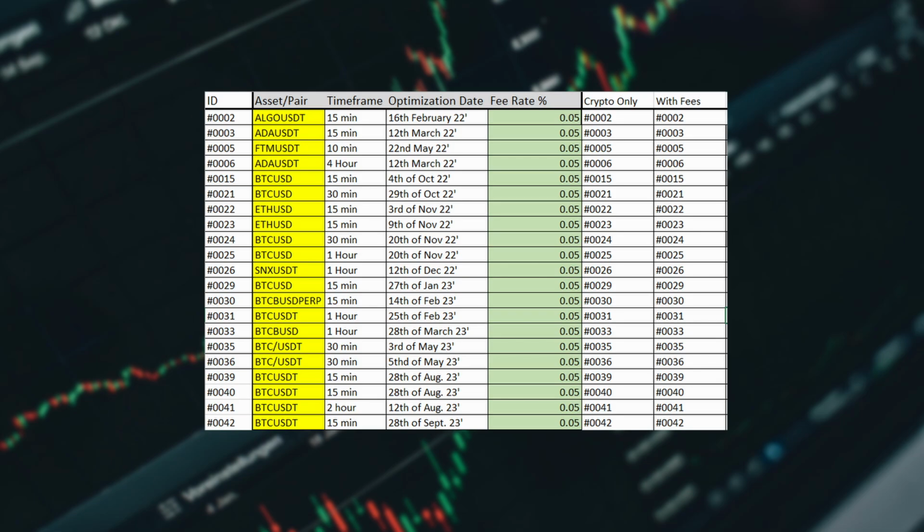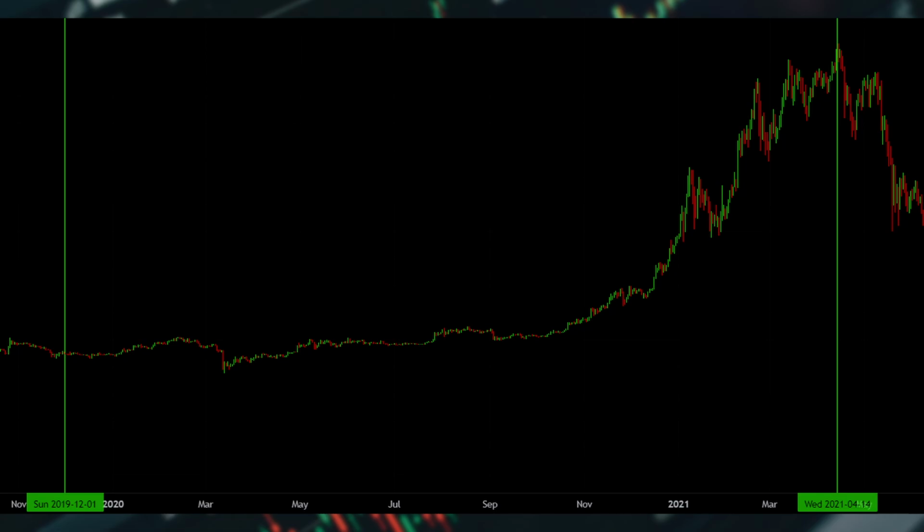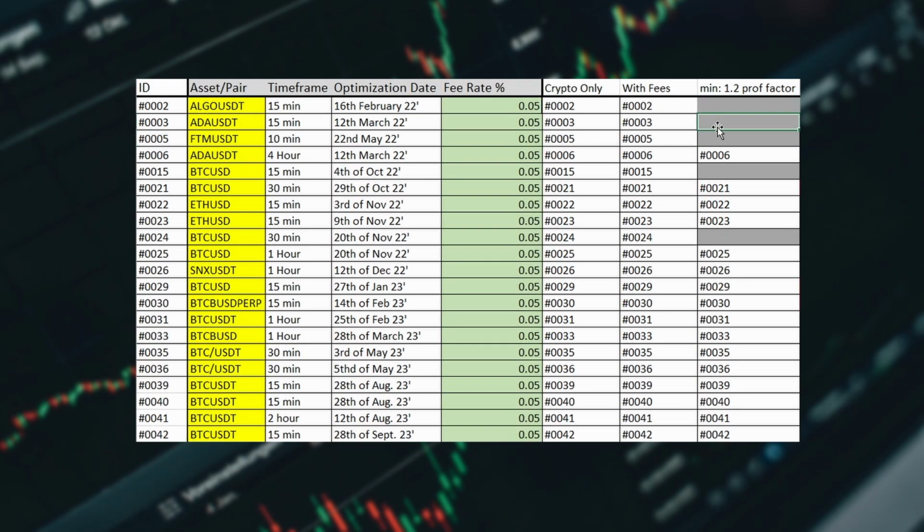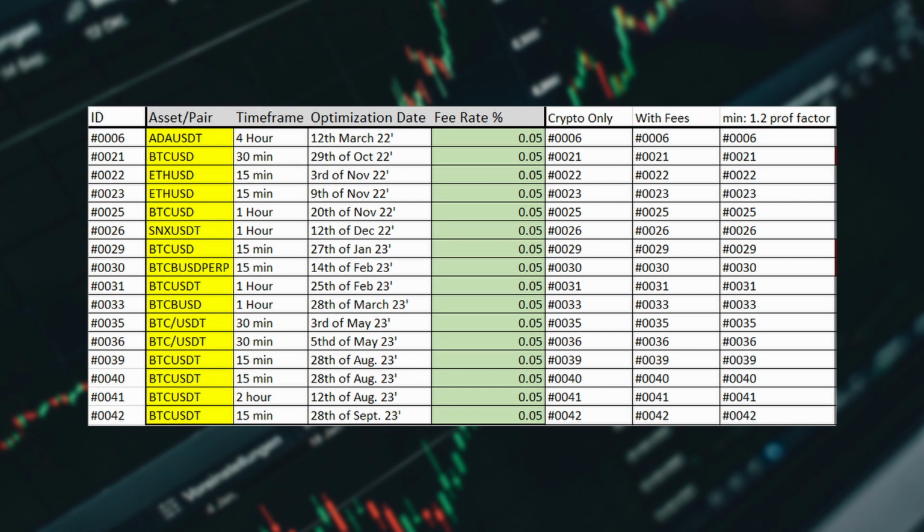As I want to know which optimization could perform the best from now on until the top of the bull run, I checked how each optimization performed in the last cycle until the first run up top, which occurred around the 14th of April 2021. I eliminated all optimizations that had less than a 1.2 profit factor. This way we say goodbye to optimization number 2, 3, 5, 15 and 24.